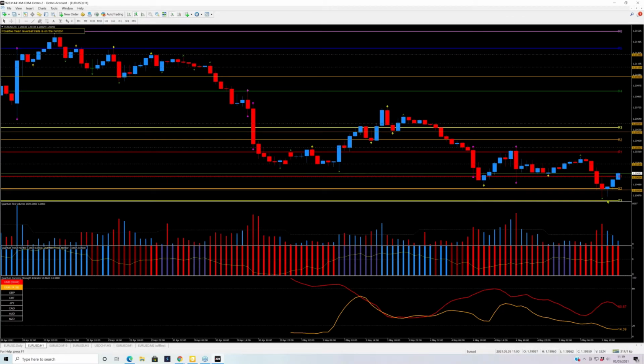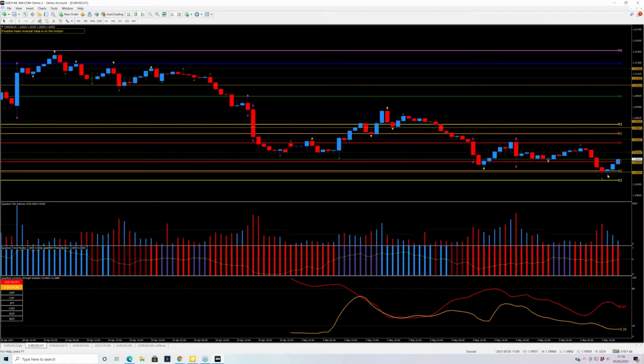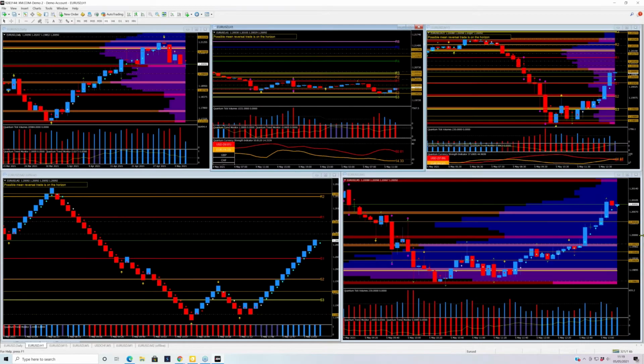That's where I was anticipating the move to come to a pause point on the hourly chart. It didn't quite get there because other support levels on the faster time frames came into play, particularly the levels on the 15-minute chart.